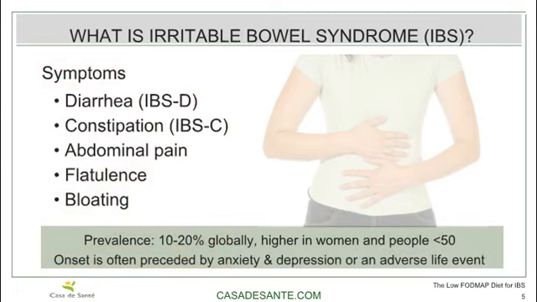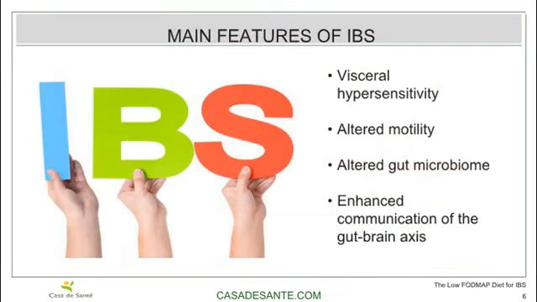What is irritable bowel syndrome, IBS? IBS symptoms: diarrhea, constipation, abdominal pain, flatulence, bloating. Prevalence of IBS is 10 to 20% globally, higher in women and people less than 50. Onset is often preceded by anxiety and depression or an adverse life event. The main features of IBS include visceral hypersensitivity, altered motility, altered gut microbiome, enhanced communication of the gut-brain axis.